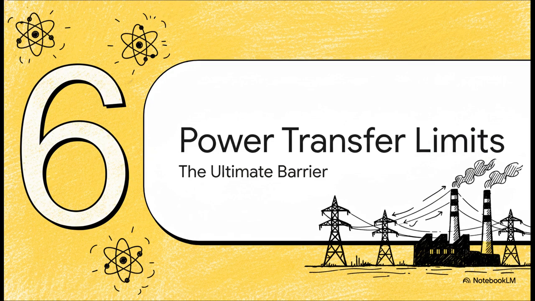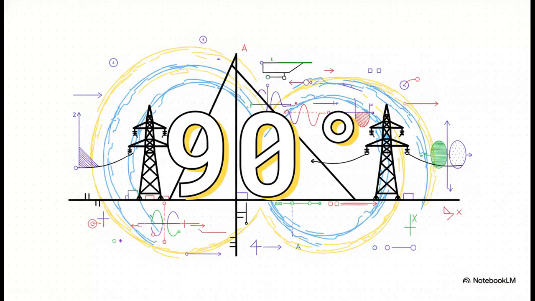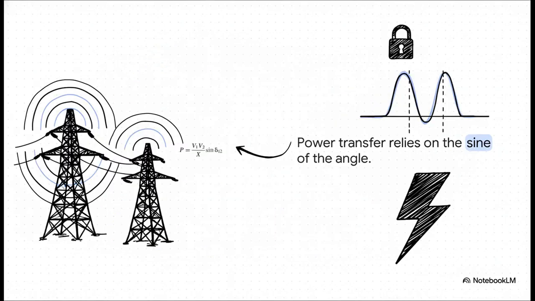Finally, Part 6, Maximum Power Transfer Limits, the ultimate barrier. Zooming all the way out to the macro level, there is a hard, mathematical barrier to how much power two distant stations can actually share across these lines. And the whole thing revolves around one specific absolute number, 90 degrees. You see, the maximum power that can be transferred relies on the voltages of the two stations and the line's reactance. But here's the real kicker.